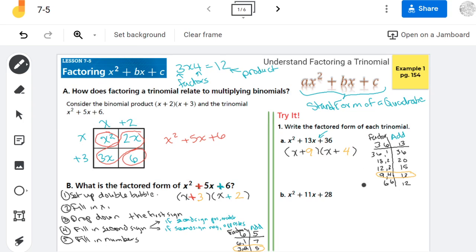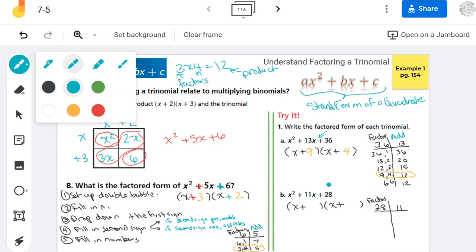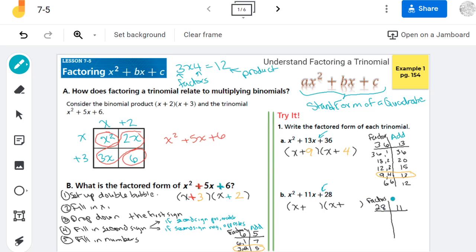Alright, so let's go ahead and let's do this again. So I'm going to set up my double bubble. I fill in my x and my x. My first sign falls down. My second sign is a plus, so that means these have to match. I set up my t-table, flipping the 28 and the 11. So I'm finding the factors of 28, and I look at that second sign to figure out if I add or subtract, so I'm adding to make 11.